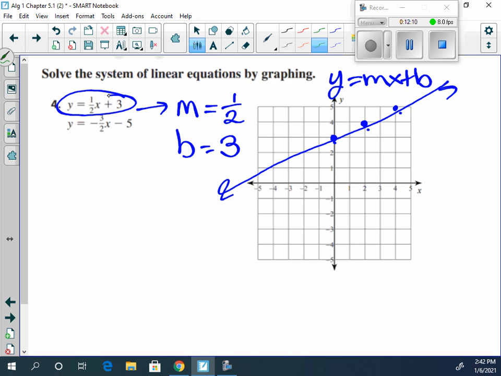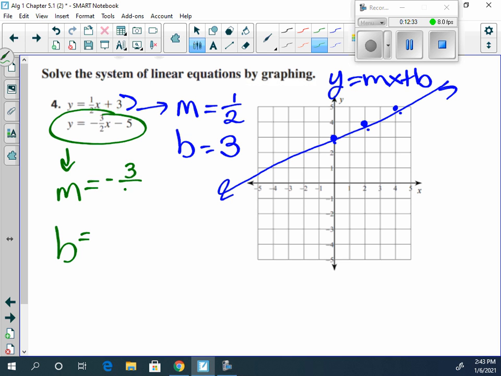Any questions on this here? Okay. Now let's look at the other equation. This one here. So we look at this one here. The slope is going to be what? Negative 3/2, yes. And the y-intercept is negative 5.